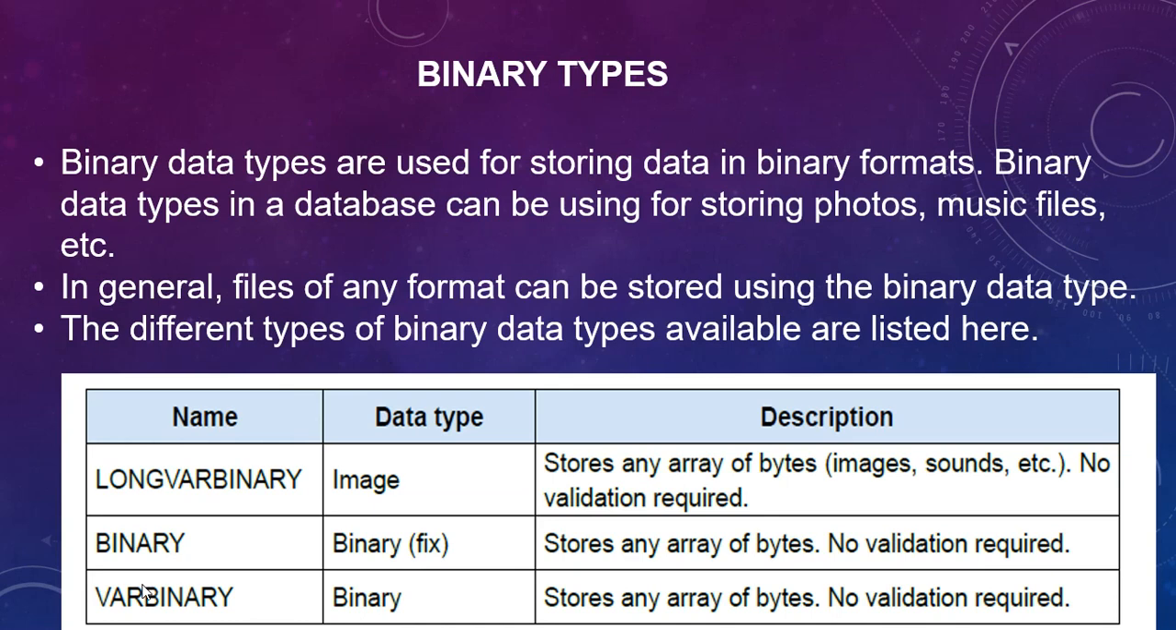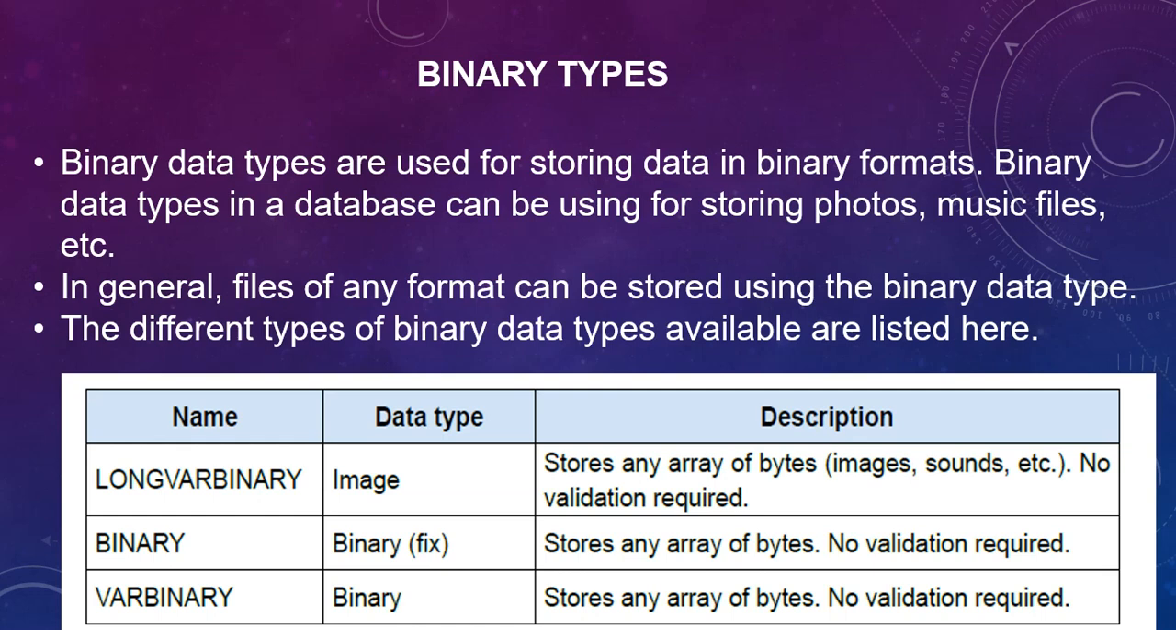The next one, binary types. Binary data types are used for storing data in binary formats. Binary means 2. So binary data types in a database can be used for storing photos, music files, etc. Whatever photos, images, graphics, or music files you want to enter in the table, you have to go for these binary data types. In general, files of any format can be stored using the binary data type.